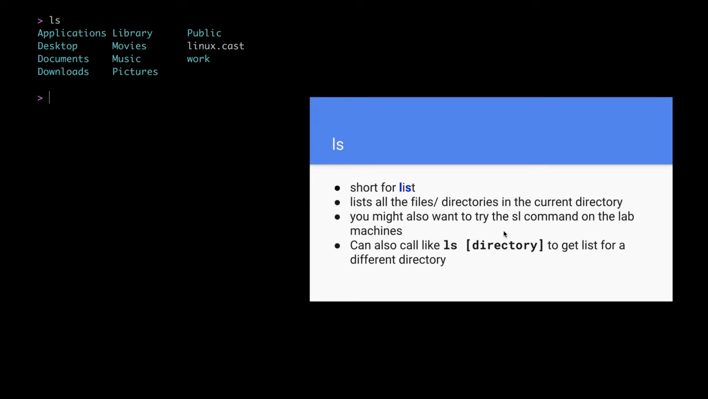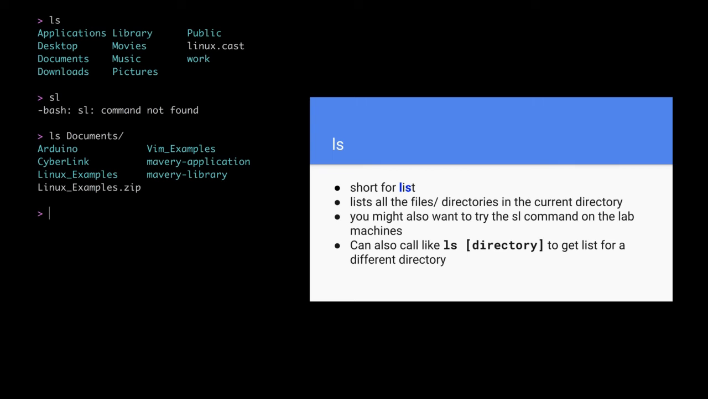This right here, sl, is for Steam Locomotive, which is downloaded on some machines, which can be fun. I don't think I have it on mine. I don't, but what it does is it does an ASCII train that goes across the screen from right to left. You can also call ls on a directory other than the current one by doing ls and then the directory name. So I'm going to do documents. And this gives me a list of the files and directories that are inside documents.